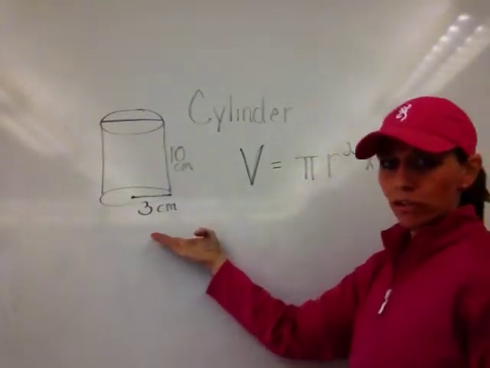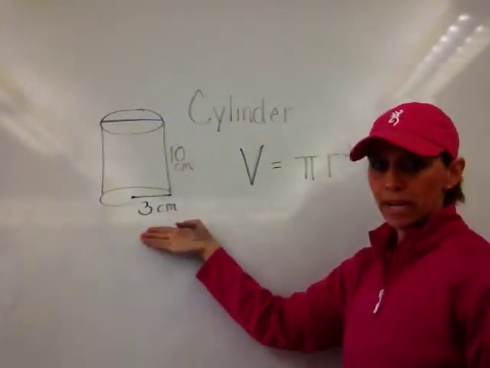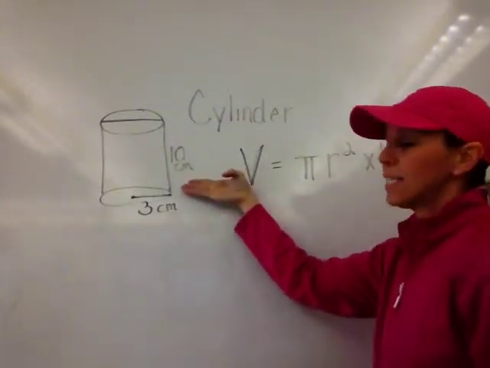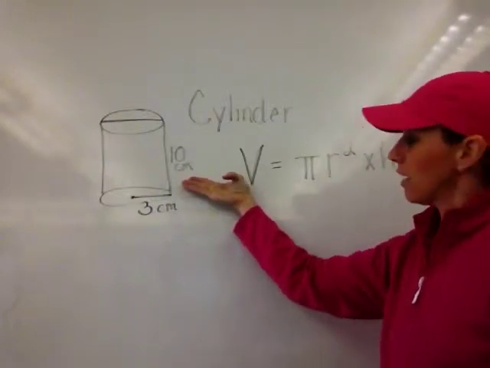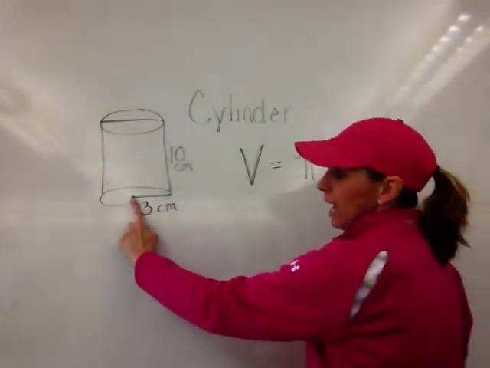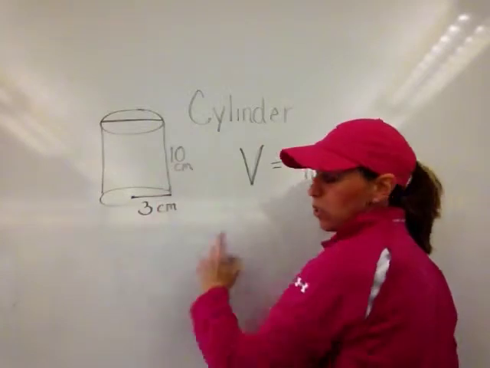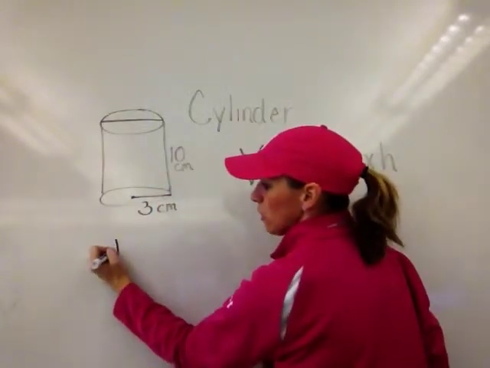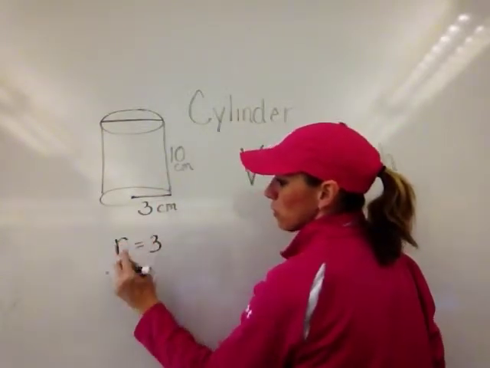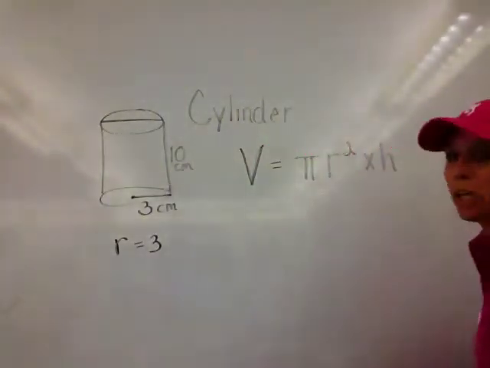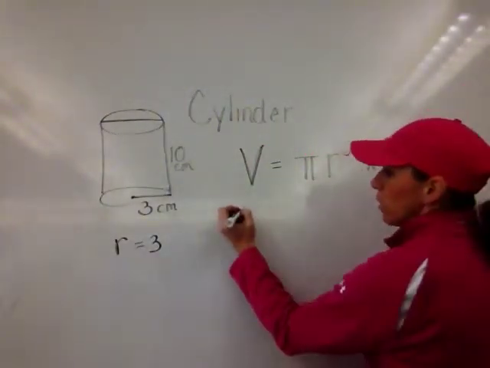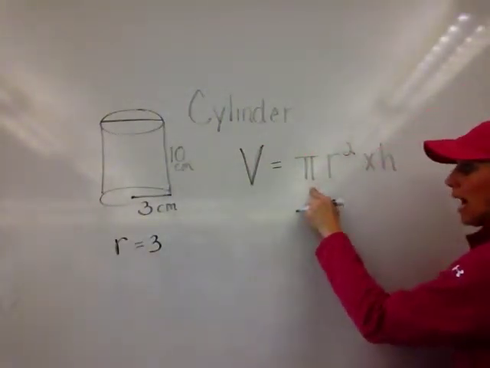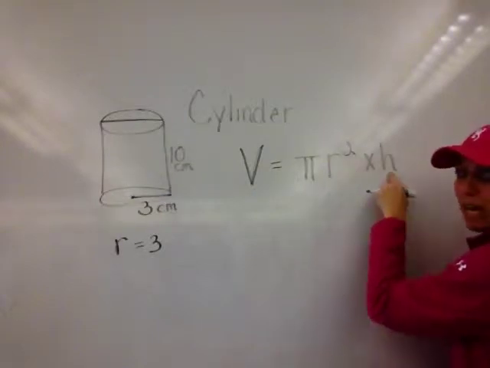And over here you notice our shape. We have 3 as the radius and 10 as the height. They gave us the radius because they measured halfway from the center of the circle out. So our radius is already given to us, and I always like to write that over here so I remember this is the number I'm going to be plugging in. I'll start with my formula, V equals pi r squared times the height.